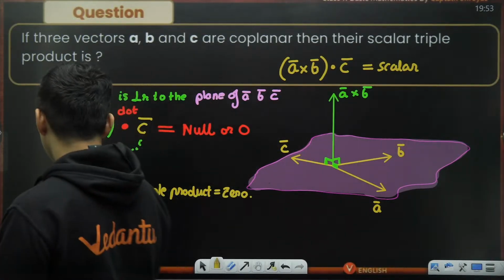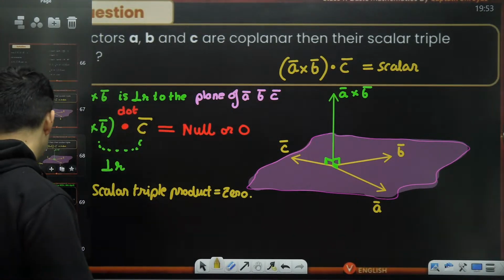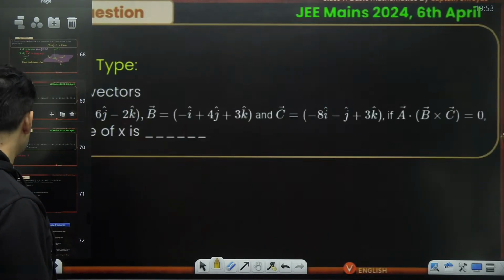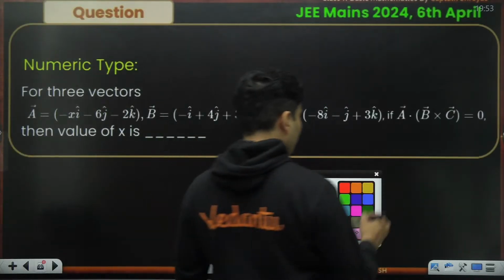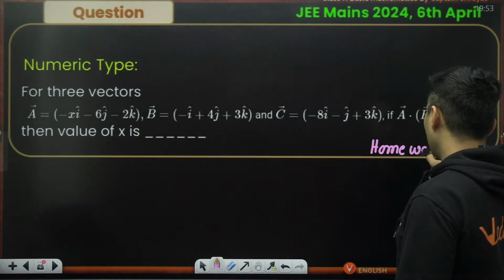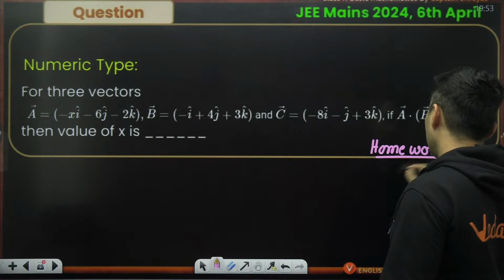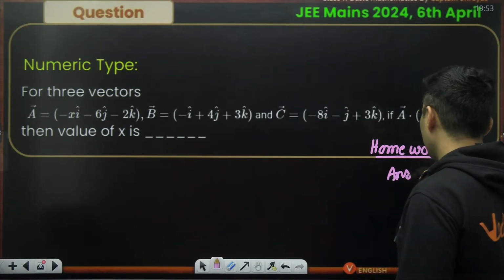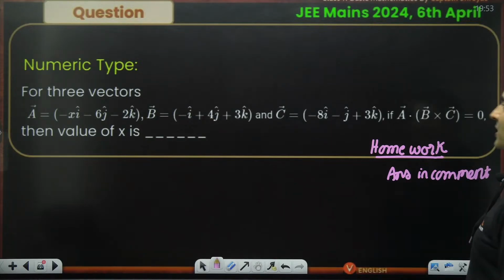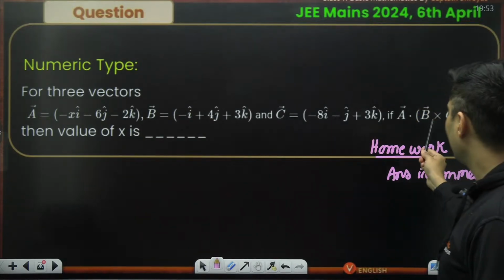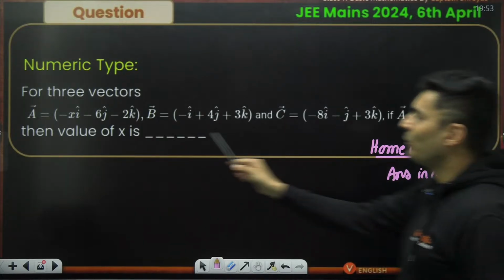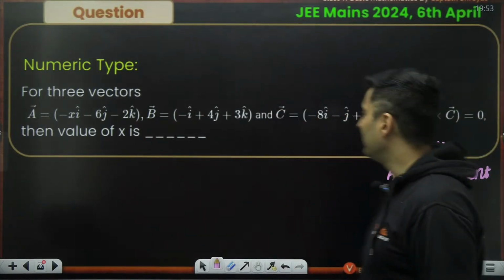Okay, very interesting. Perfect. All right. So we have a final question, which is your homework question. Please solve it as your homework. It is not that difficult. Answer should be there in the comments. I want your answer in the comment section, just like the previous session. Three vectors are there. If A dot B cross C, this is the scalar triple product, is 0, then what is the value of X?